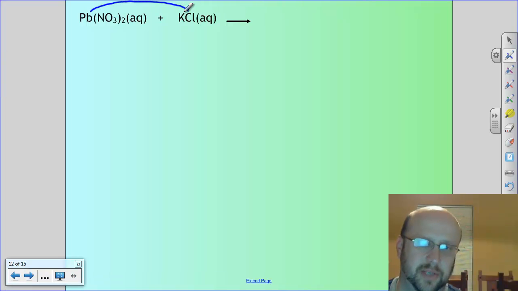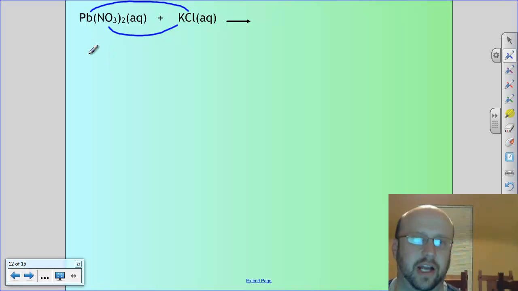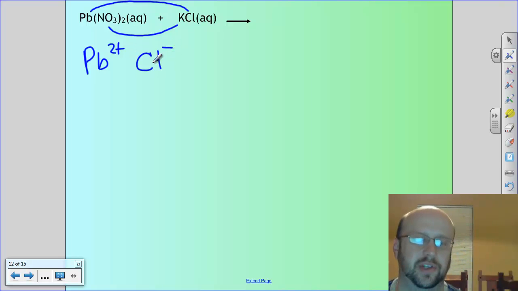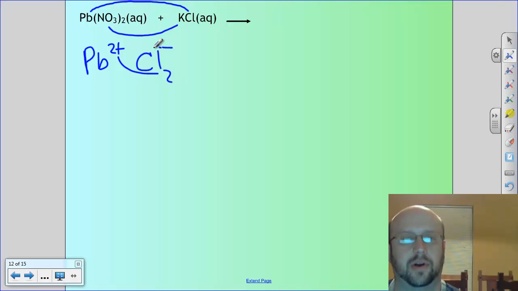This is a double replacement again. I've got lead and chlorine, and I've got potassium and nitrate, outside, inside. So lead has a 2+. How do I know that? Lead's multivalent, so how do I know it's 2+? Nitrate right here has a -1. I've got 2 of them, so lead has to be 2+. We've done a bunch of those before. So I'm going to crisscross this, so my first product is PbCl2.